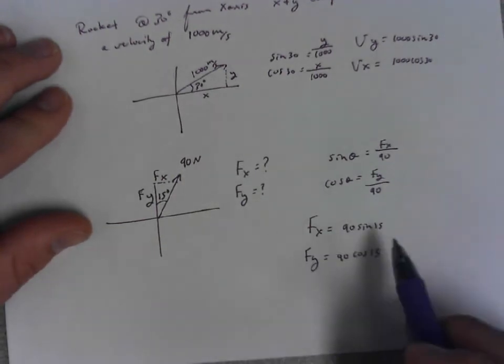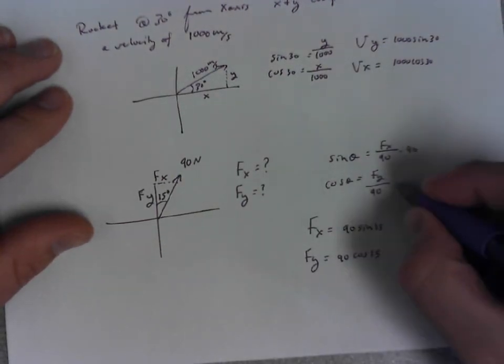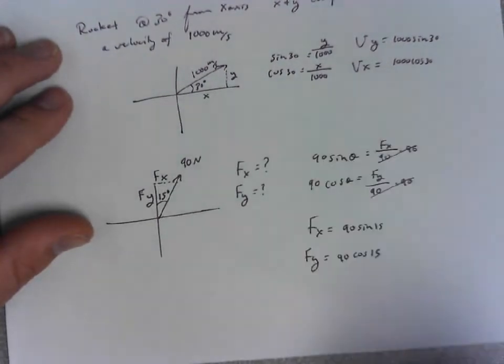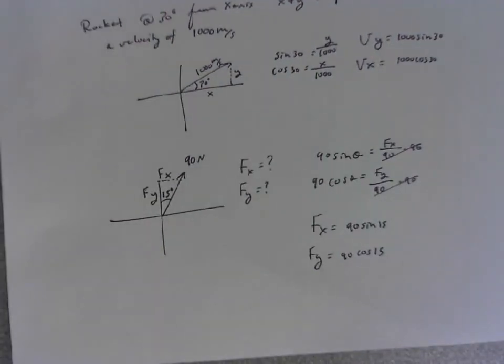Okay, really how I'm solving for that is I'm just taking this, I'm multiplying 90 to both sides. 90s cancel here and they drop over here. All right, and that's how you get those values.